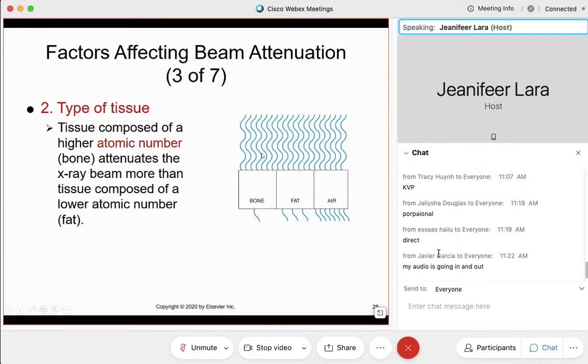Here we have X-rays. They're all relatively about the same energy level, and we're going to talk about how we know. As the X-rays are going through bone, there's more attenuation happening. How can I tell, Tracy?